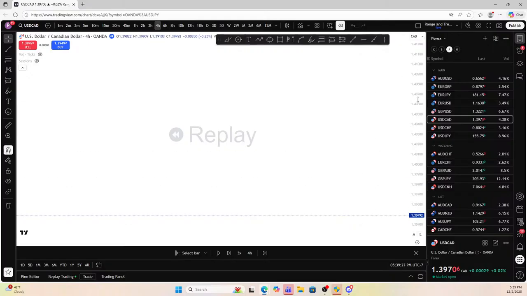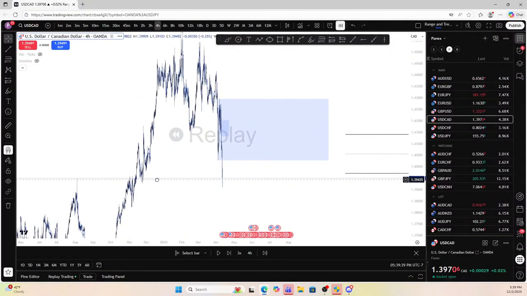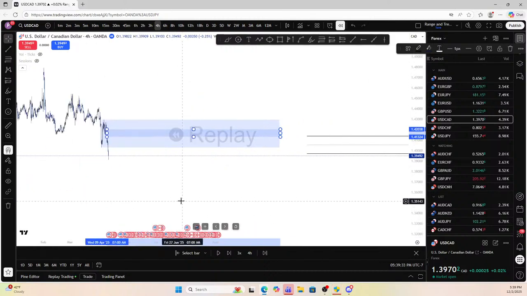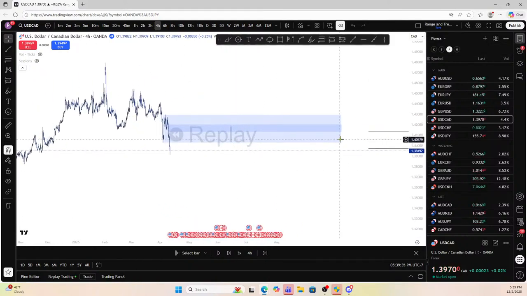So let's back up to the 4 hour because that's a big area. I might pull this all the way around. So let's see what happened to the market when it tapped into this structure supply with a true inefficiency. I am going to get out of replay.